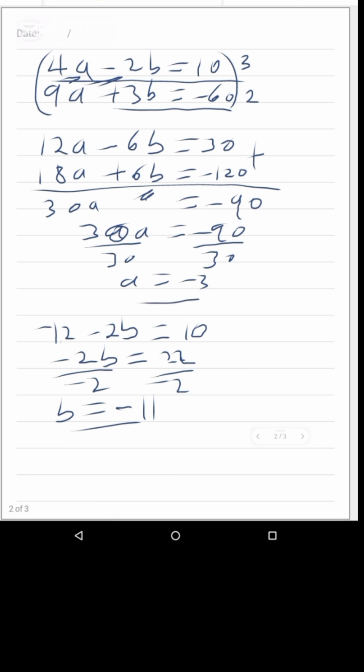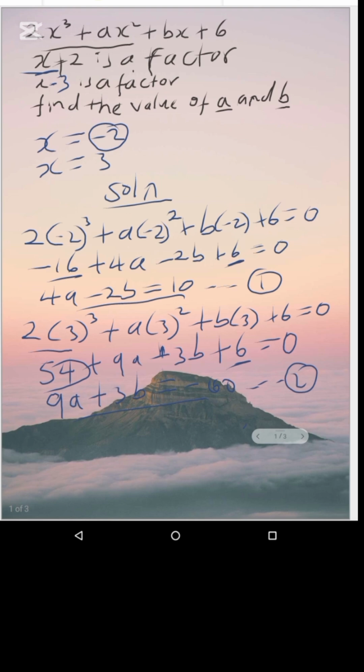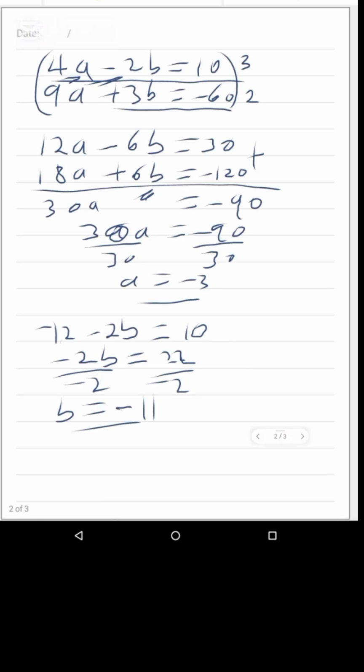Now after getting our b as negative 11, we can now substitute the values of a and b into the equation, to form the equation the way it was. So here we substitute the values of a and b. Now we have 2x cubed minus 3x squared minus 11x plus 6. So this is now our polynomial.